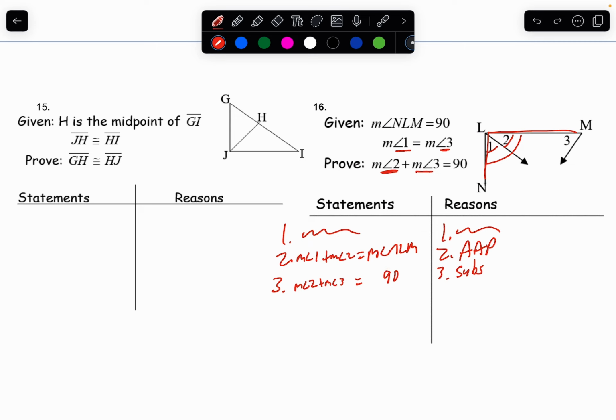You have to have an equation that stands alone regardless of numbers, whether it's 90 or 80 or 50, this is true no matter what. This is only true because they told us it's 90. I need a statement that's true no matter what.